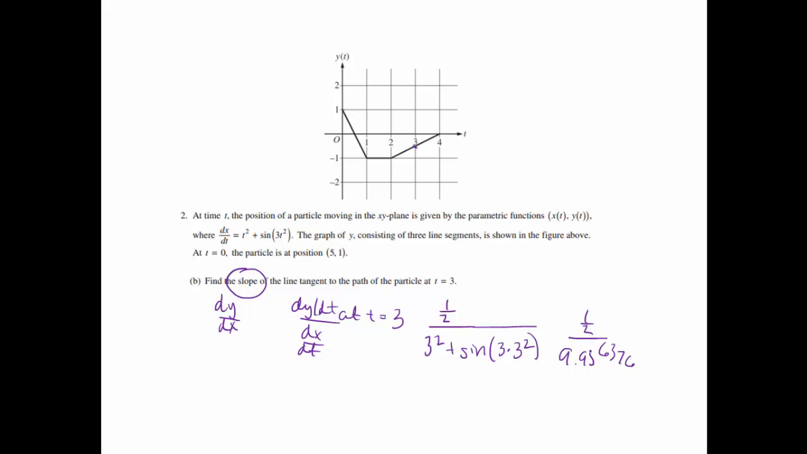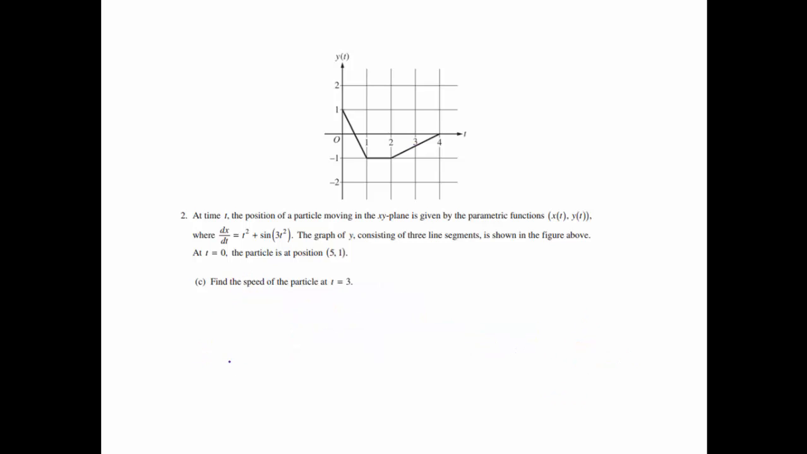Remember, if we're going to round, we want to round to 5 places in the middle of our problem at least. And then when you figure that out, it ends up being 0.050. So that one was worth just 1 point. All right. Part C, find the speed of the particle at t equals 3.